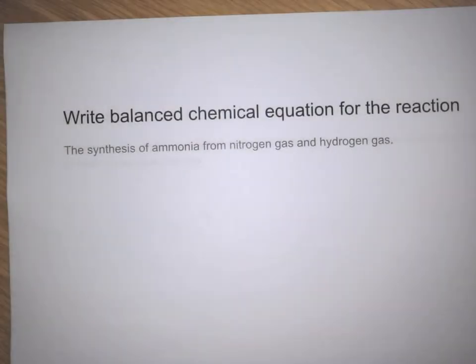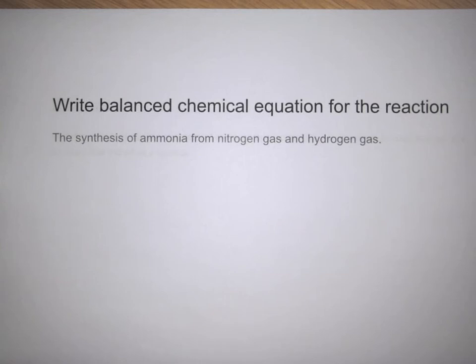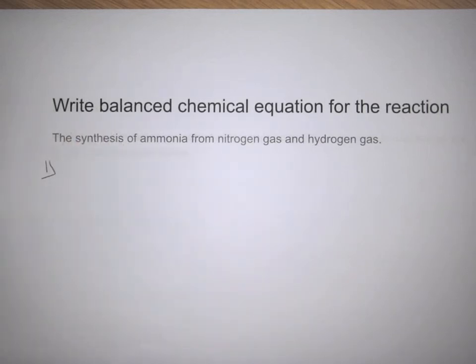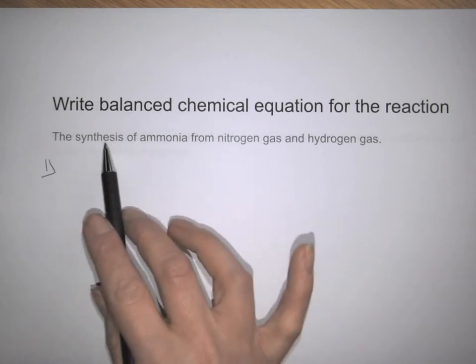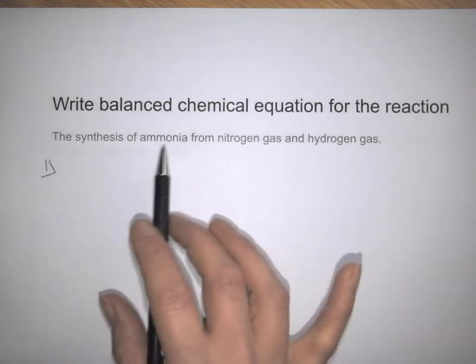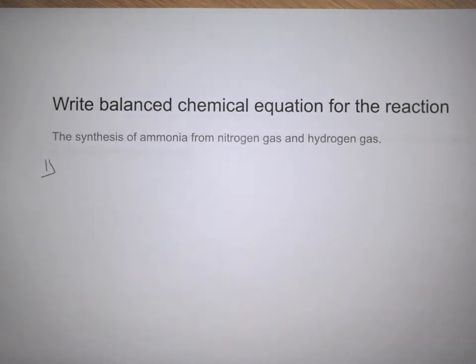Sometimes it can be that it's written with words, and in that case we need to, in the first step, write down the chemical symbols. So this task is this one here. In this case we have a synthesis. It means we put them together. So the synthesis of ammonia, that means that it's a product, is from the nitrogen gas and the hydrogen gas.